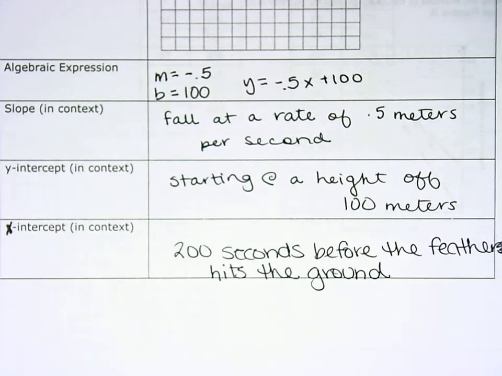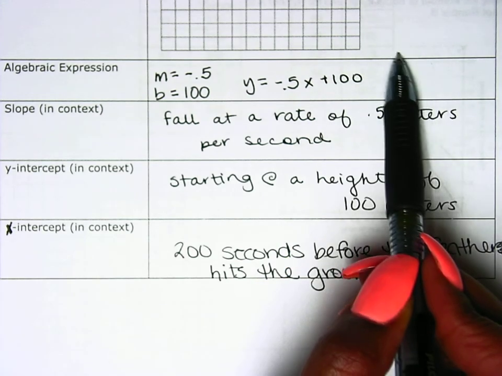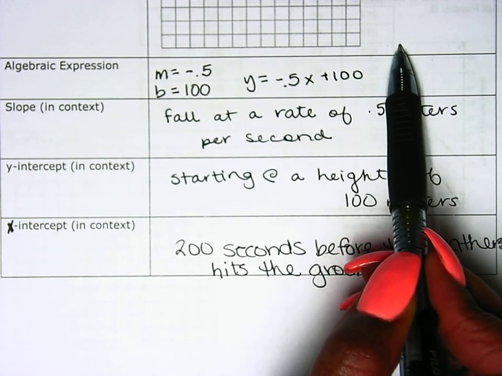Just think about your graph. Think about your table. Your x values represent seconds. So when that line crosses that x-axis, that shows you how many seconds before it hits the ground.